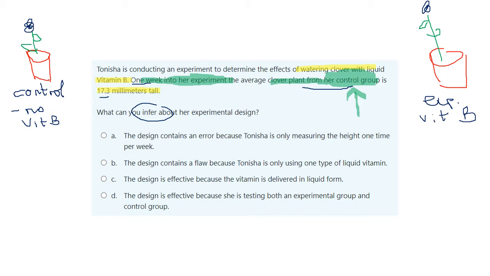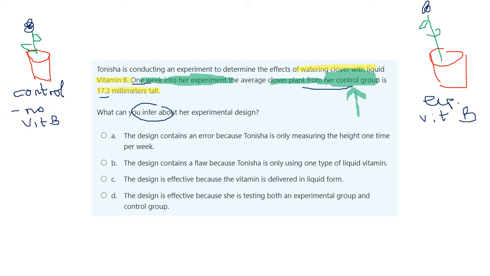The design contains a flaw because Tanisha is only using 1 type of liquid vitamin. Well, that's a good thing. Remember, when we make an experiment, we want to have 1 independent variable, 1 dependent variable, and then everything else controlled. So having 1 independent variable, vitamin B or no vitamin B, is good. If she starts to add in lots of different vitamins, then the results might be complicated and difficult to prove.